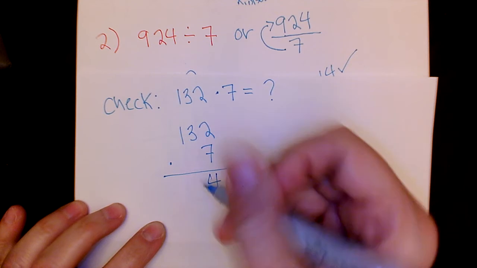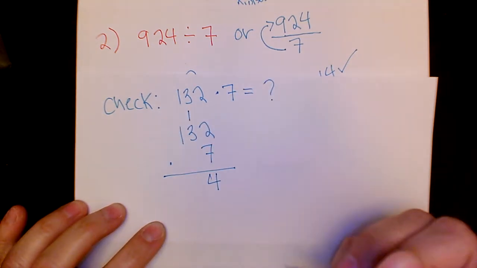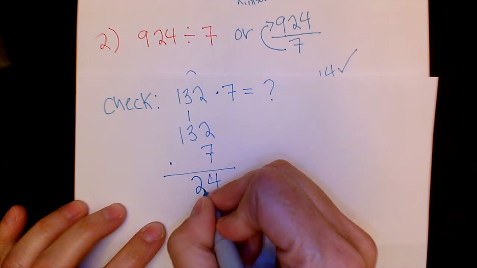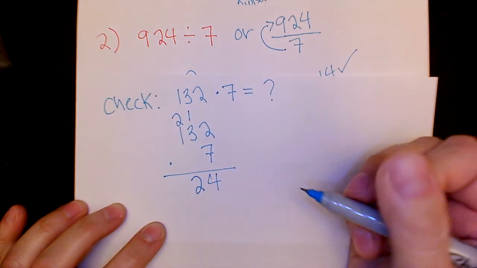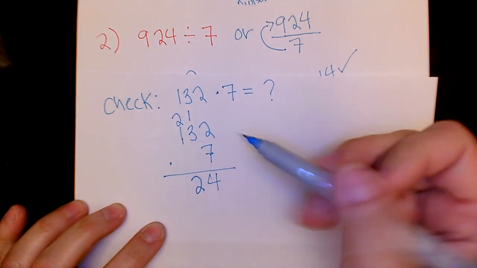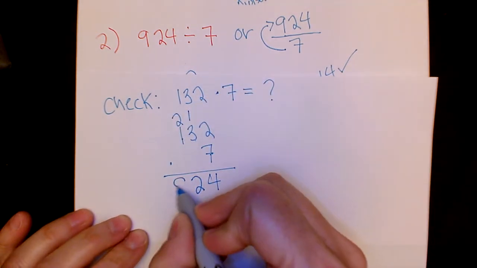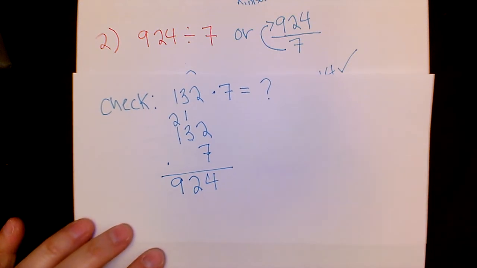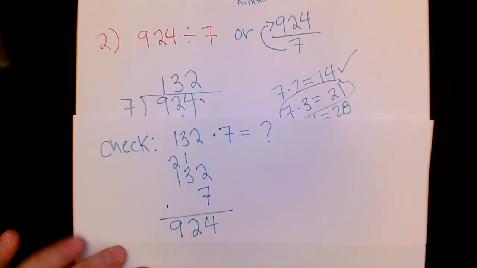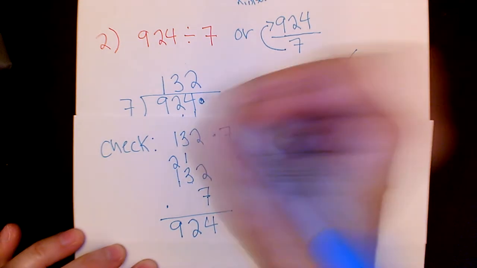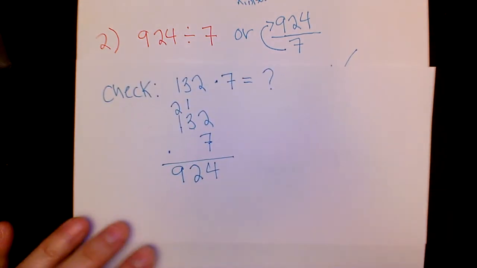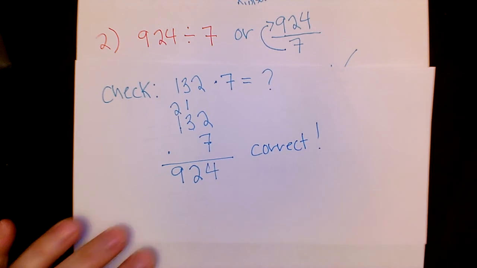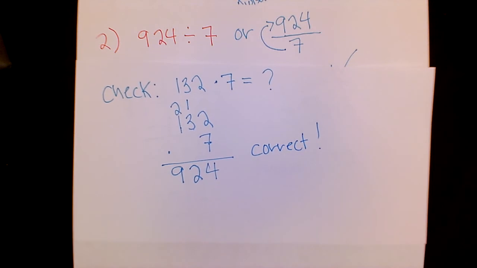2 times 7 is 14. Carry the 1. 7 times 3 is 21, and 1 is 22. Carry the 2. 7 times 1 is 7. Plus 2 is 9, so 924. We do get back to the 924 right here. So we know that we are correct, and it does check. So always do a check.